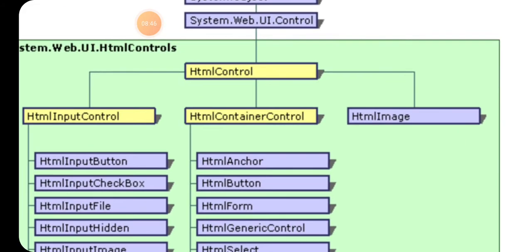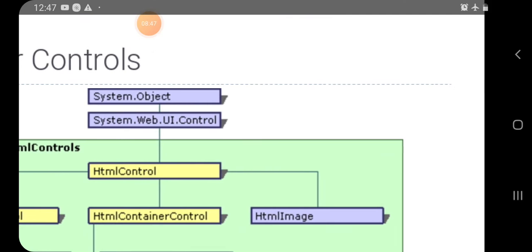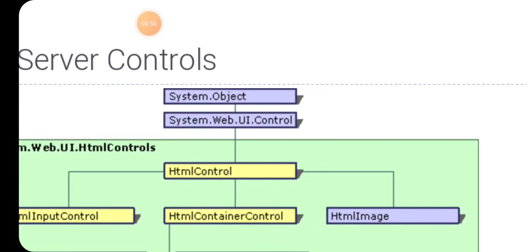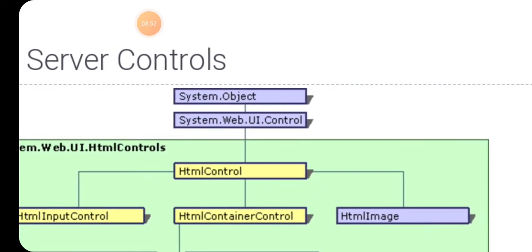Next, we are going to see the HTML controls. HTML controls are inherited from the System.Object namespace. After that, System.Web.UI.Control. The root class is System.Object, and from that, System.Web.UI.Control. System.Web.UI.Control consists of both the HTML controls and the server controls.